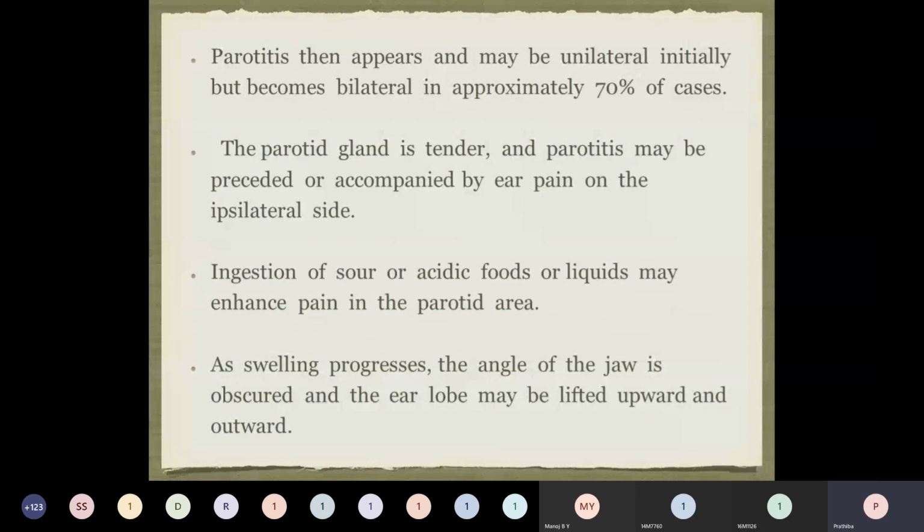It may be initially the ear pain, or it may be accompanied by ear pain on the ipsilateral side. On ingestion, sour or acidic foods or liquids may enhance the pain in the parotid area. As swelling progresses, the angle of the jaw may be obscured and the earlobe may be uplifted and also turned outward.